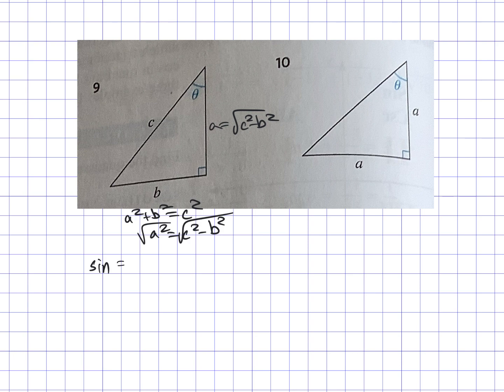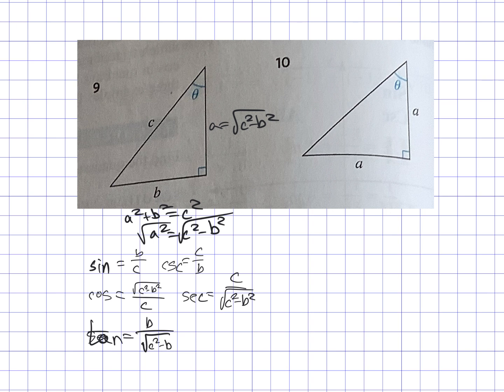So again, which corner are you at? You're at theta. So the sine of theta is opposite over hypotenuse. So the cosecant is the reciprocal. And the cosine is adjacent, the square root of c squared minus b squared, over the hypotenuse. And the secant is the reciprocal. So tangent is the opposite, b, over the adjacent, the square root of c squared minus b squared. And so the cotangent is the reciprocal of that, the square root of c squared minus b squared, all over b.